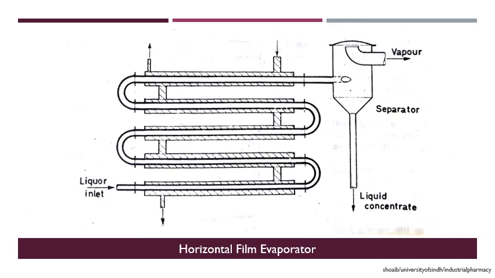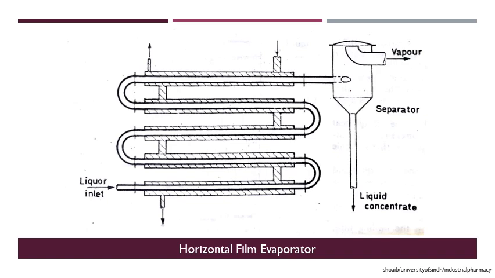Next are the horizontal film evaporators. As the name suggests, in this the tubes are arranged horizontally. In the climbing film evaporator and the falling film evaporators, the tubes were arranged vertically, but in the horizontal film evaporators the tubes are arranged horizontally. The major advantage of the horizontal film evaporator is that it occupies less space.